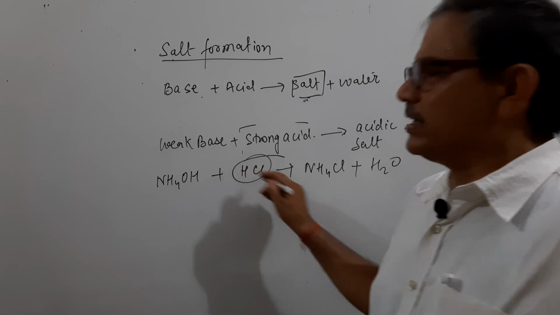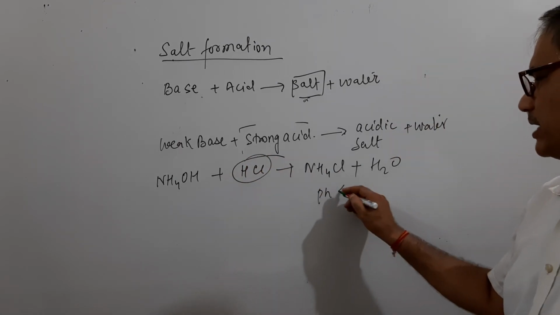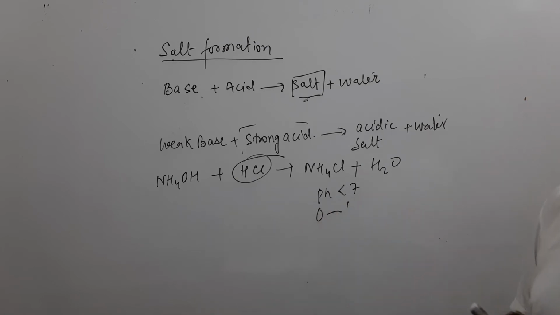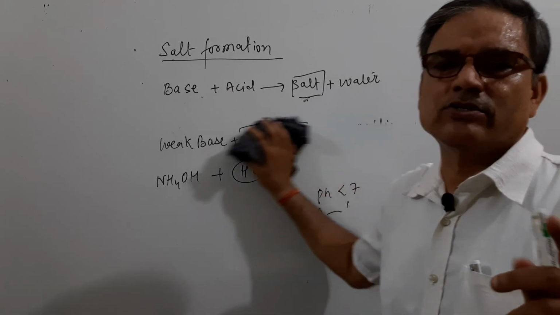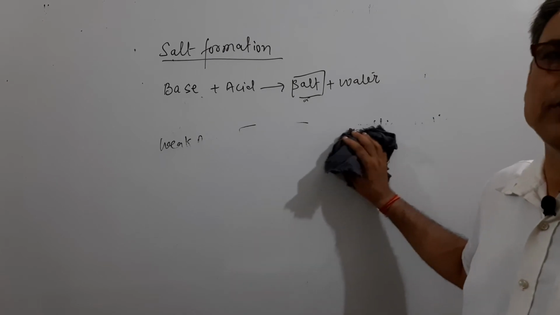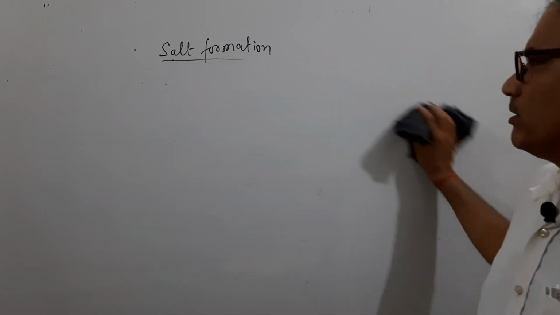When the acid is strong, the nature of the salt is acidic, and this pH is less than 7, meaning 0 to 6.9. If the salt is acidic in nature, then the pH of that salt is less than 7. If the salt is basic in nature, then the pH of that salt is greater than 7. If the salt is neutral, then the pH of that salt is equal to 7.